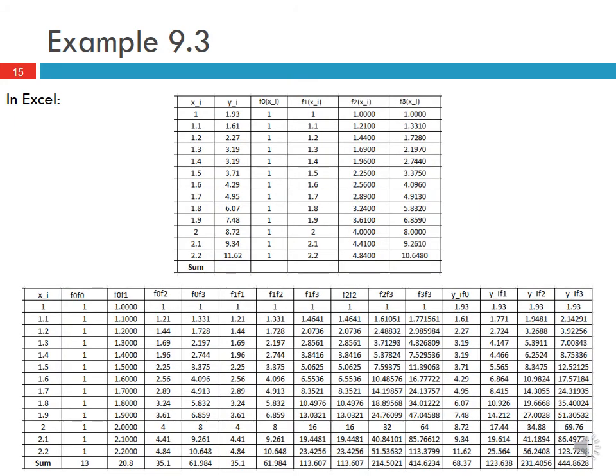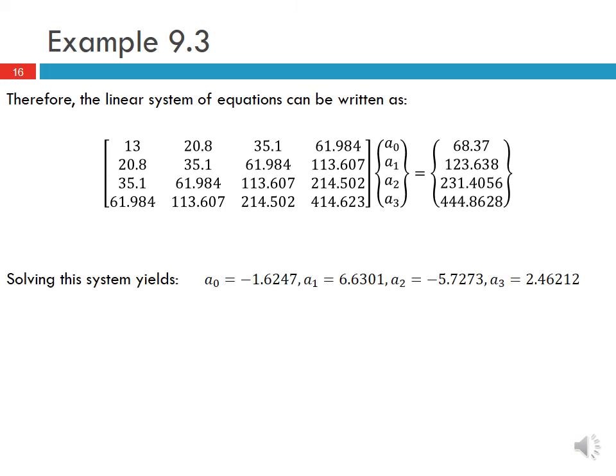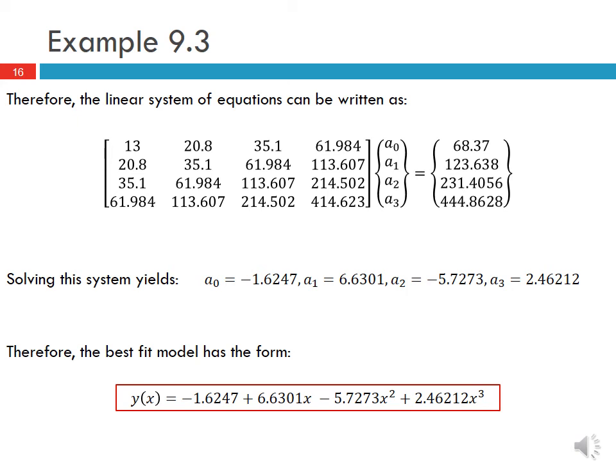Again, we can use Excel to build this system of equations, or of course we could use Matlab as well. So the linear system of equations, once we go through and calculate all those sums, we can build this matrix form shown here. So solving this system gives us the expressions for our unknown coefficients a0, a1, a2, and a3. Which means our best model fit has the form as shown here. So a0 plus a1x plus a2x squared plus a3x cubed.